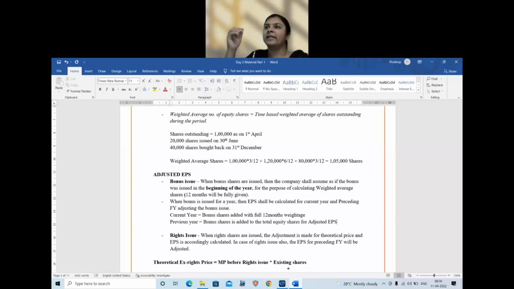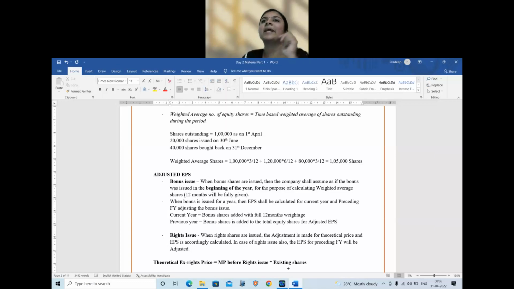Okay, so current year also we will add it, because in the current year anyway the bonus is issued, we need to add. Whereas more important is previous year also we need to add and show it in the denominator. Accordingly, your EPS calculation will vary. Is that clear, friends? Okay. So when it is a bonus issue, please remember for the previous year also there is an alteration to be made.